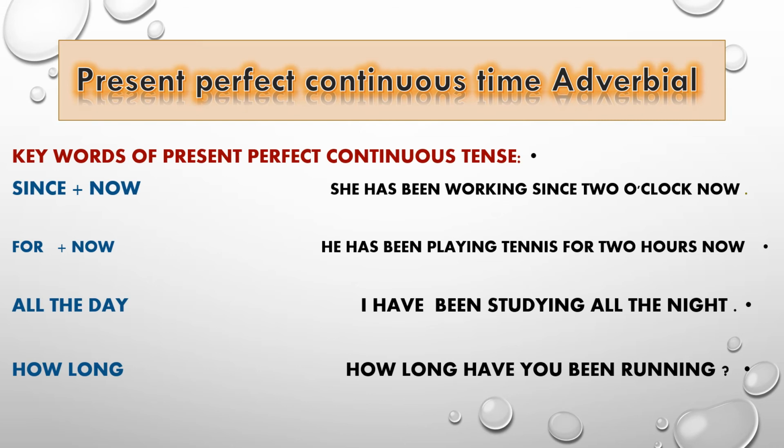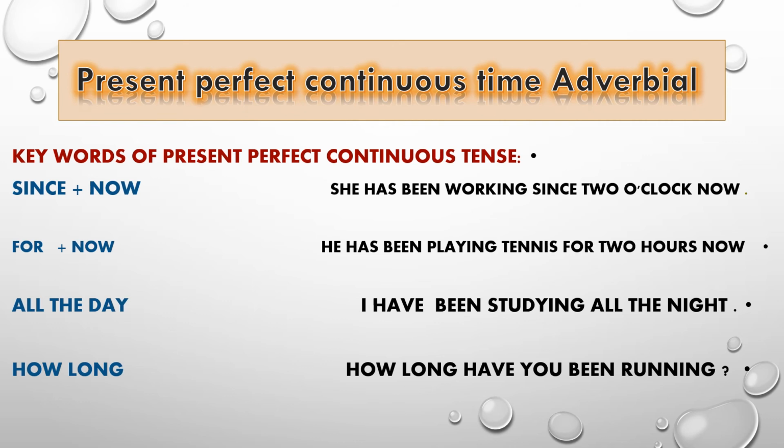So we use present perfect continuous. For plus now, when we say he has been playing tennis for 2 hours now. So for plus now equals present perfect continuous. When we say all the day, all the week, all the year, here with all we have a prolonged activity. When you see the word all in the sentence, there is a prolonged event, meaning the event continued for a certain period, so we use present perfect continuous. So when we say I have been studying all the night, with all we use present perfect continuous.